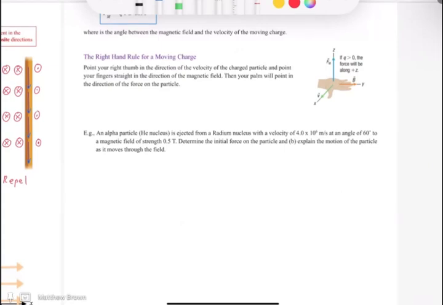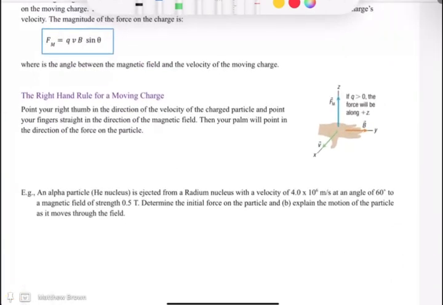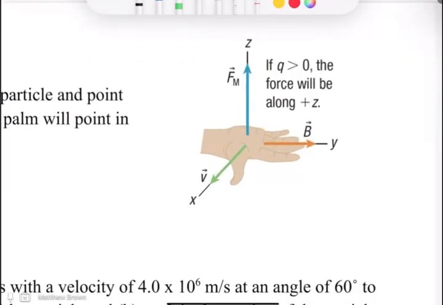So there's a simpler way to do this. We get a new right-hand rule. Point your right thumb in the direction of the velocity of the moving charged particle. Point your fingers. Well, maybe this here just shows it. I'll let you read that there. So this is your right hand. Point your thumb in the direction of the velocity of the particle. Point your fingers of your right hand in the direction of the magnetic field. And then, whichever direction your palm is facing, that's the direction of the force.